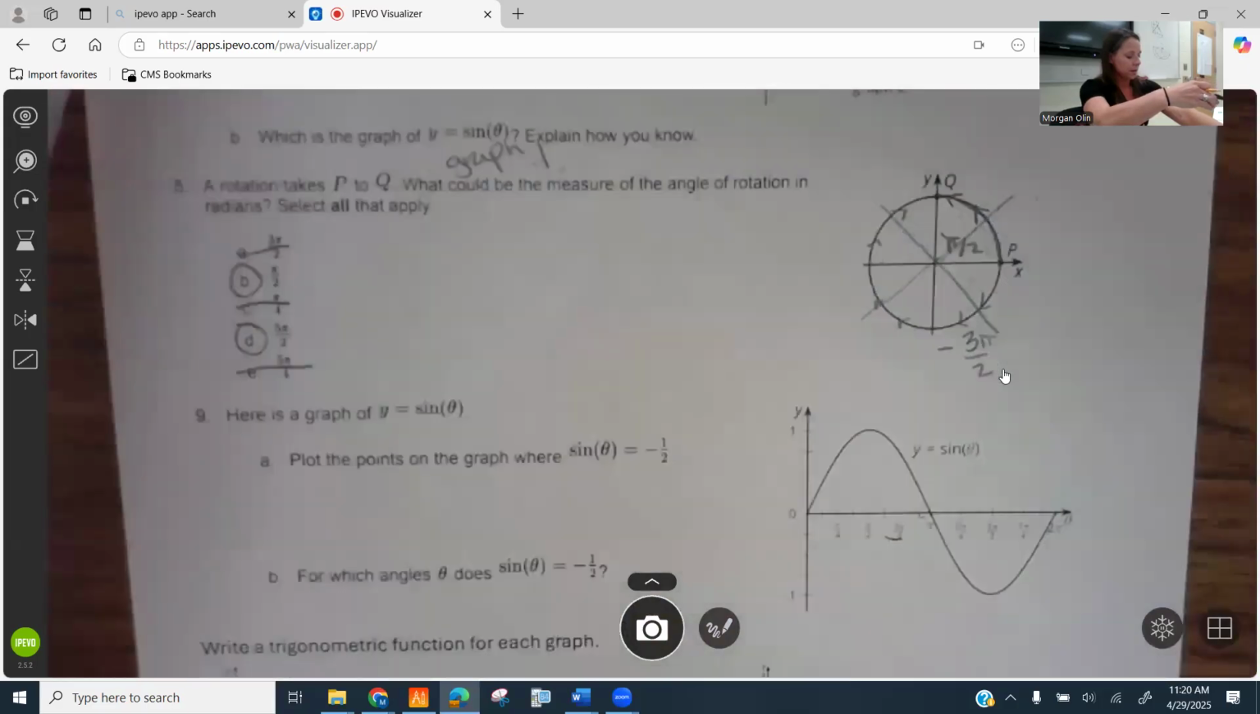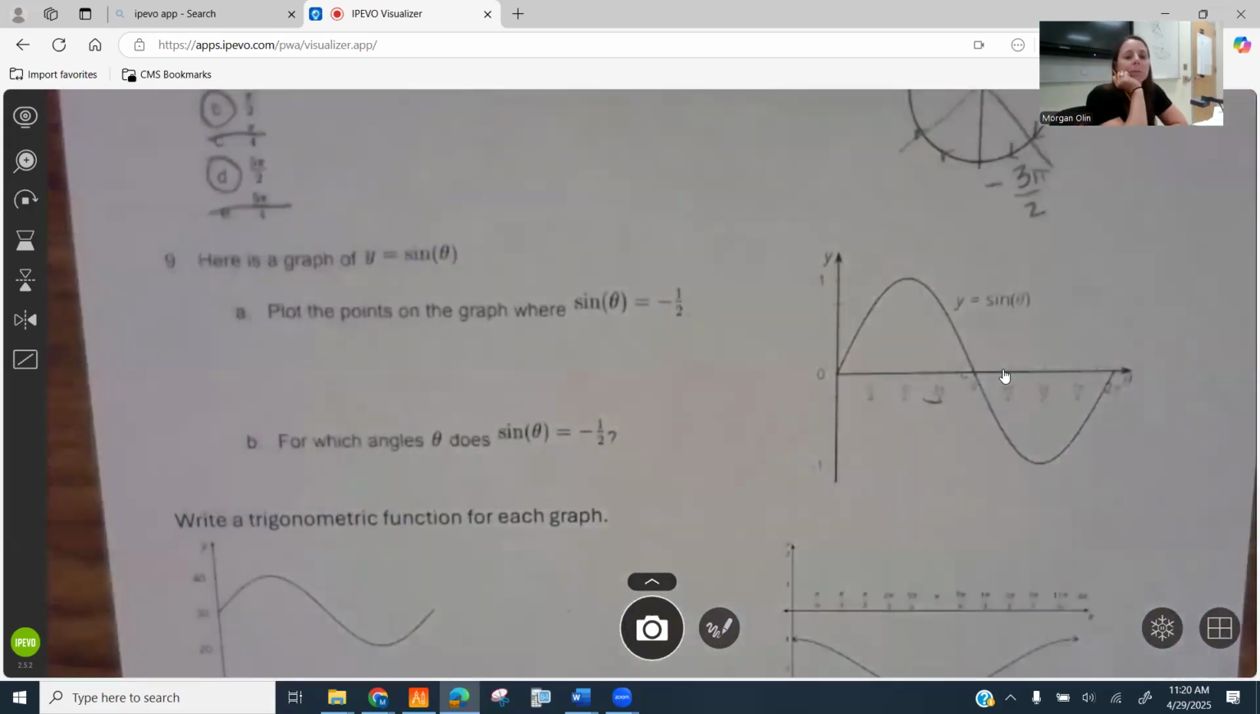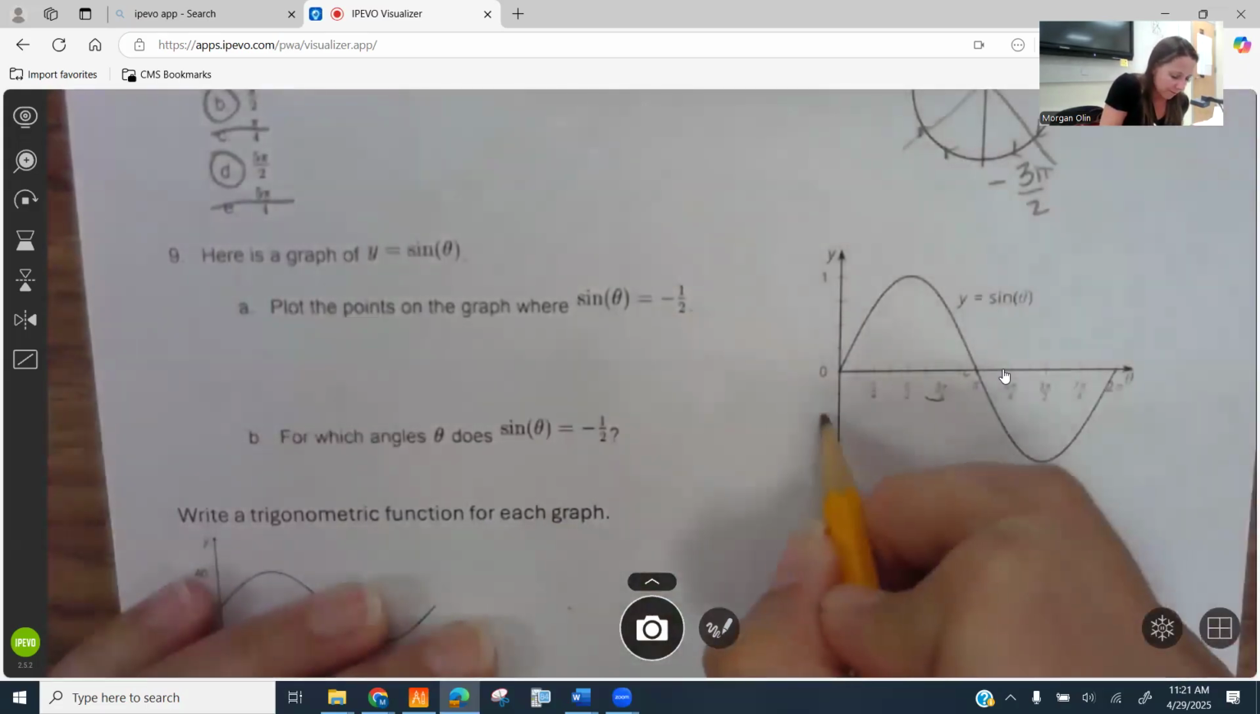All right. Number 9. Here's a graph of sine of theta. Plot the points on the graph where sine equals negative 1/2. Well, where does sine equal negative 1/2? Well, think of your unit circle. It's the y value. Negative 1/2 lies right here.